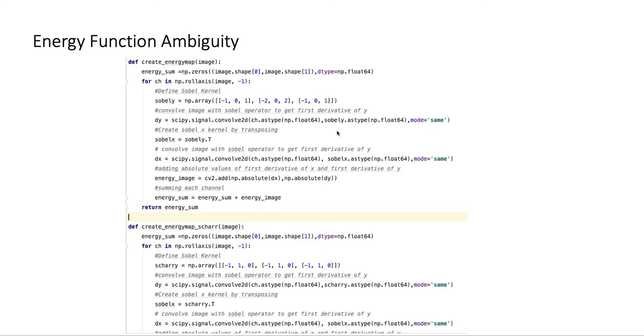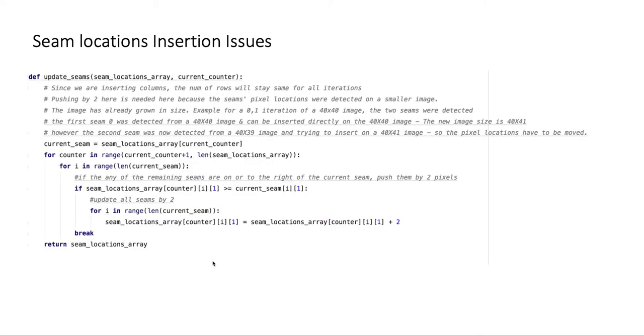The paper did not mention which specific energy function to use, even though a histogram of gradients was supposed to predict the edges much better. In this implementation, I used a Sobel operator, convolving it with the image to get the first and second derivatives. A Scharr function was also used, but there wasn't much difference between these functions, and both yielded more or less the same output.